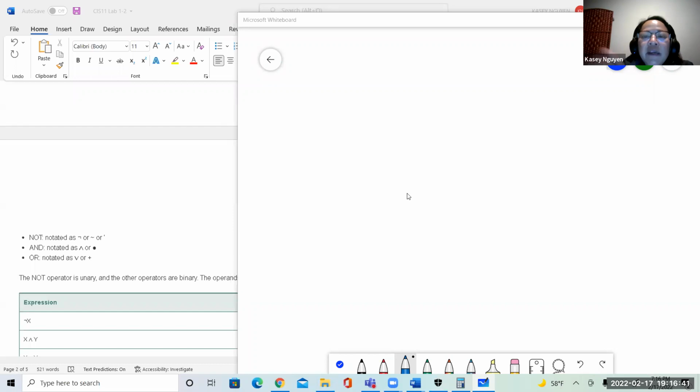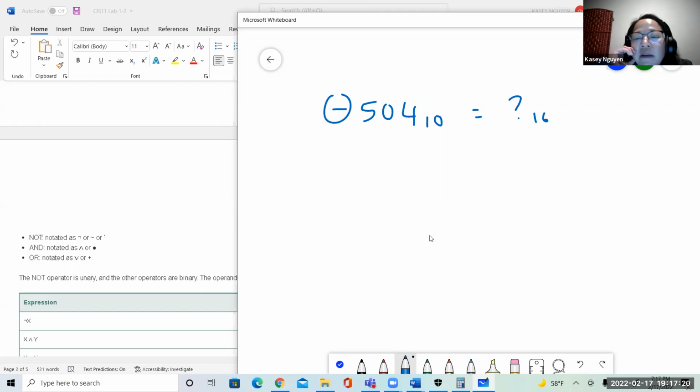All right, so if we have a decimal number, let's say 504 base 10, and it is a negative, and we want to make this into a hex number, base 16, right? So when you're going from decimal to hexadecimal, you are going to divide. So you are going to take this 504 and convert it to hexadecimal, and then you're going to do a 2's complement to make it a negative. Okay, so first we're going to do a long division.